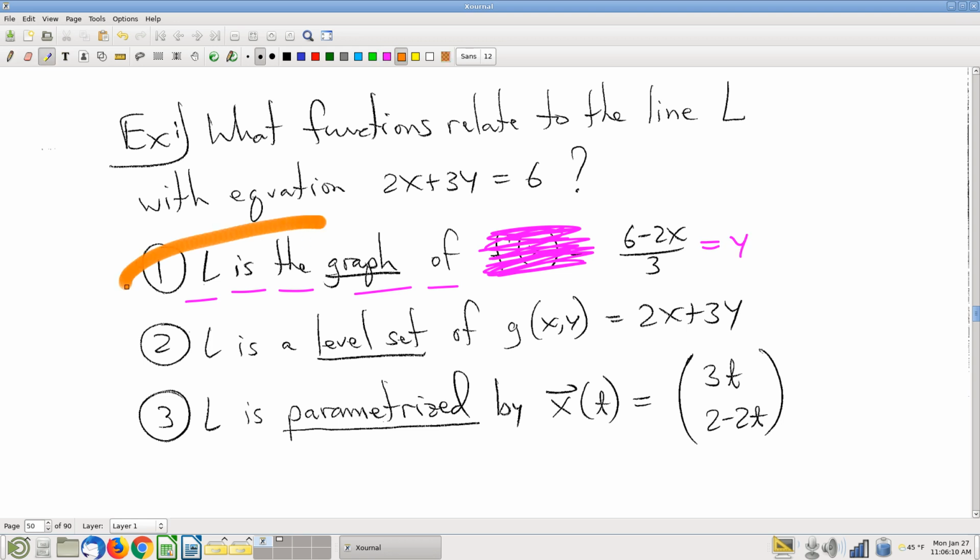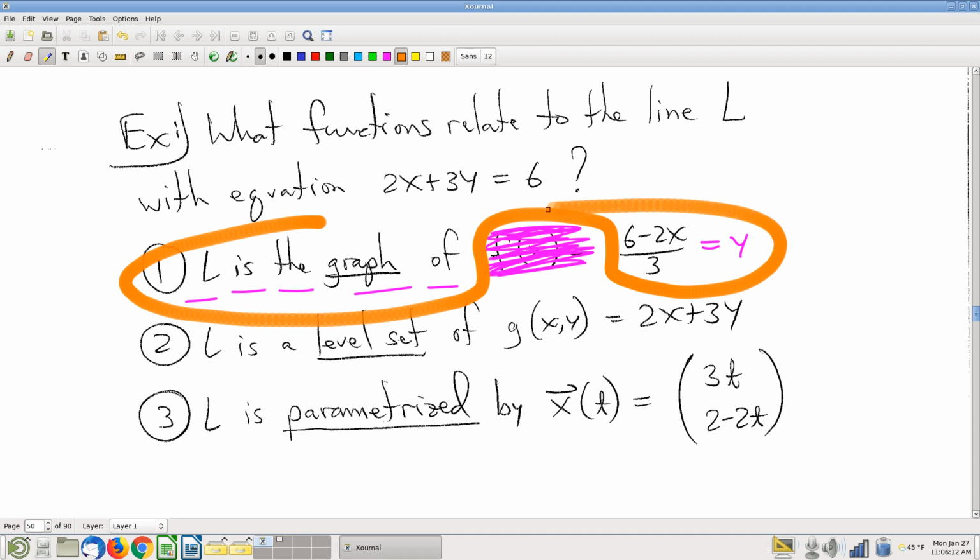This answer is really importantly wrong. L is not the graph of an equation. L is the graph of a function. This equation describes the graph, right?